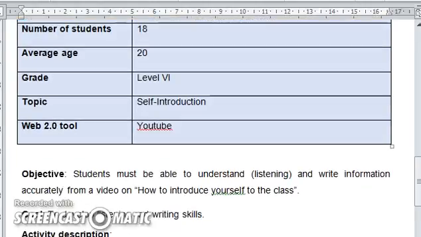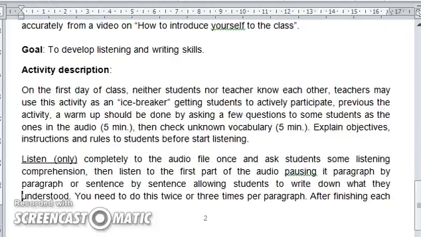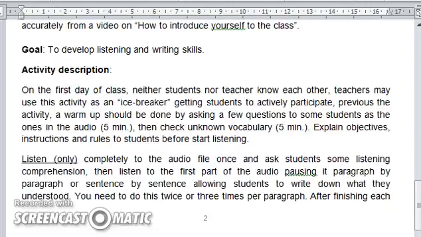So the objective is for students to be able to understand listening and write information accurately from a video on how to introduce yourself to the class. So the goal is for students to develop listening and writing skills. And this activity, I will describe it as follows.